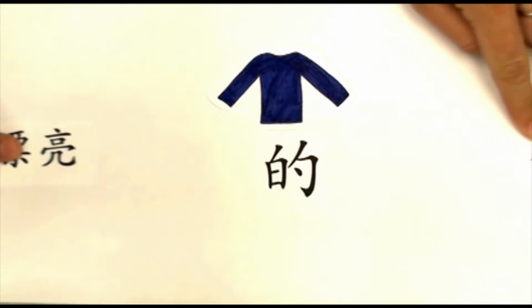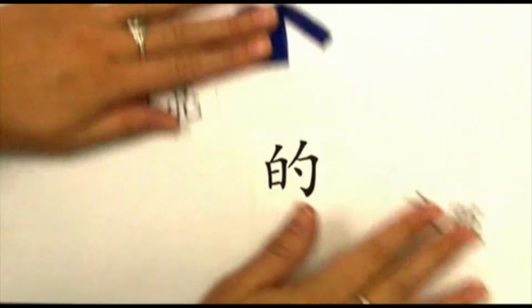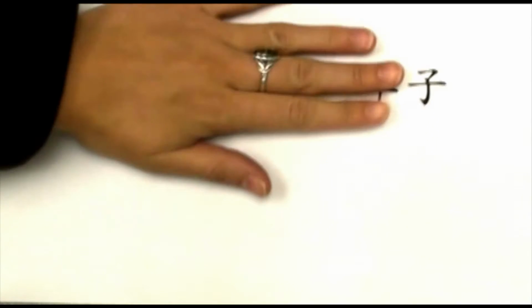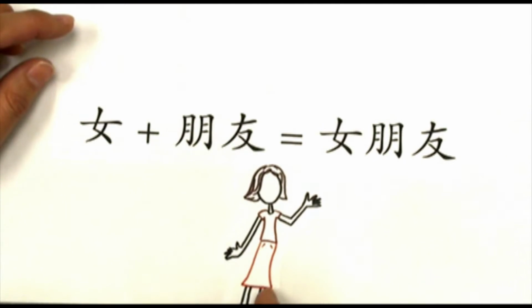The de particle can also be used in describing objects or people, like in the descriptive phrase beautiful clothing, 漂亮的衣服. Another example is 意大利的车子. Remember, descriptive phrases drop the de particle altogether when the adjective is monosyllabic, as in 女朋友.